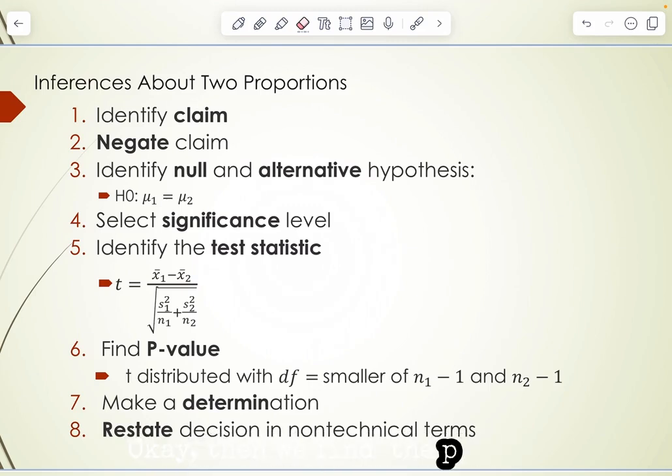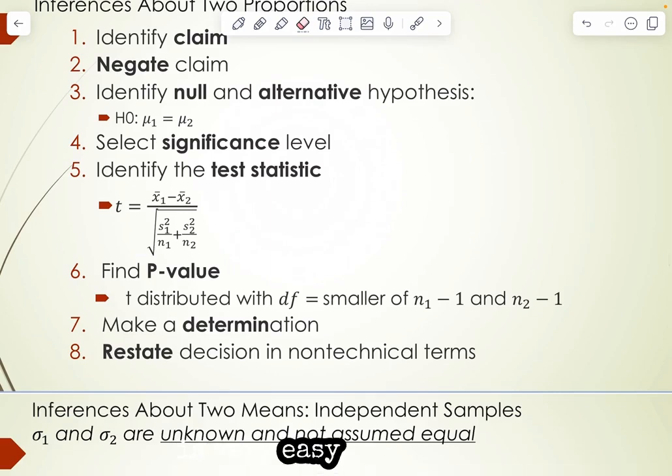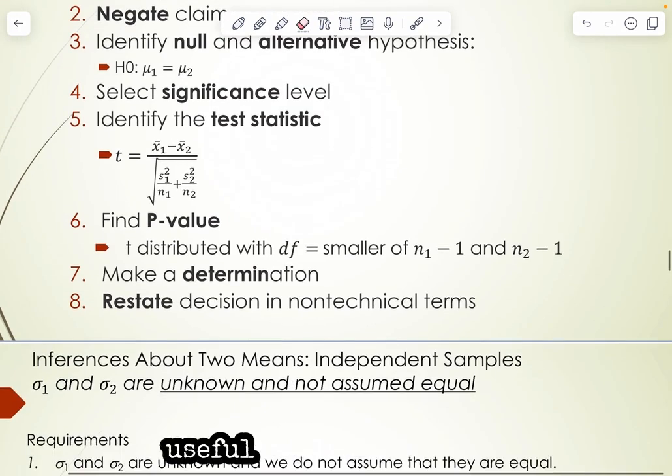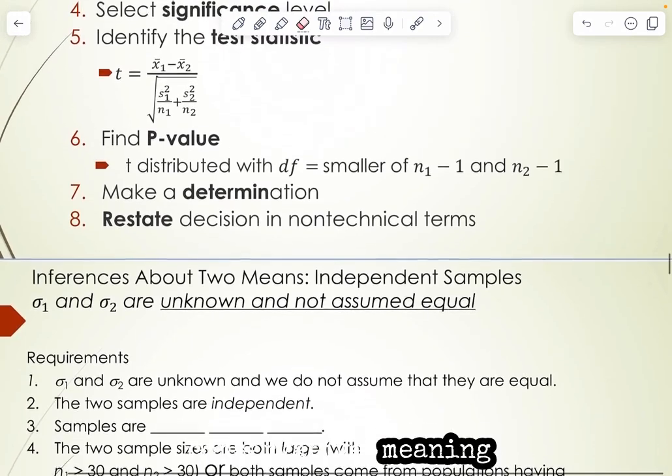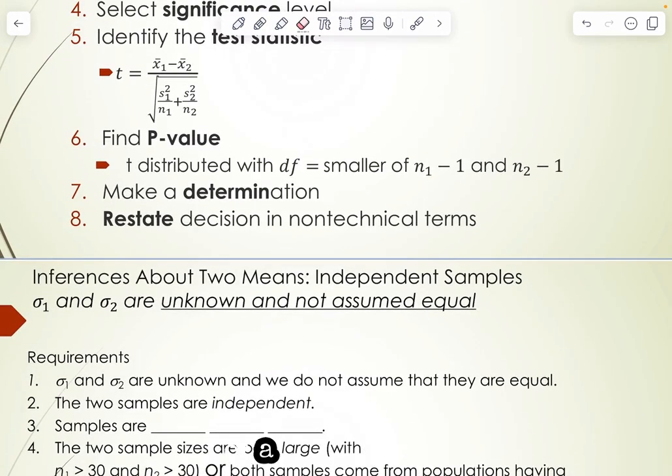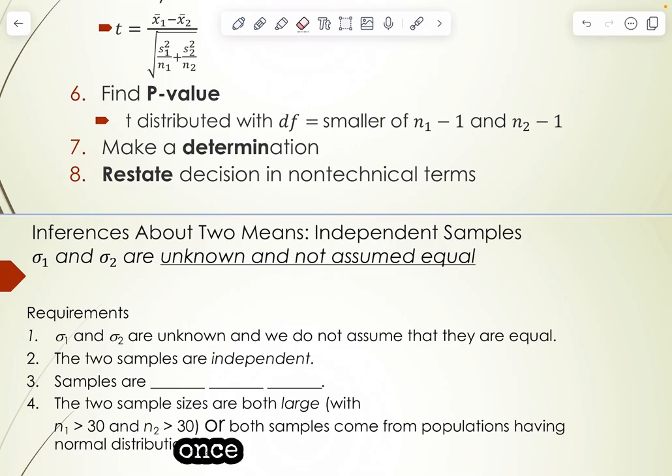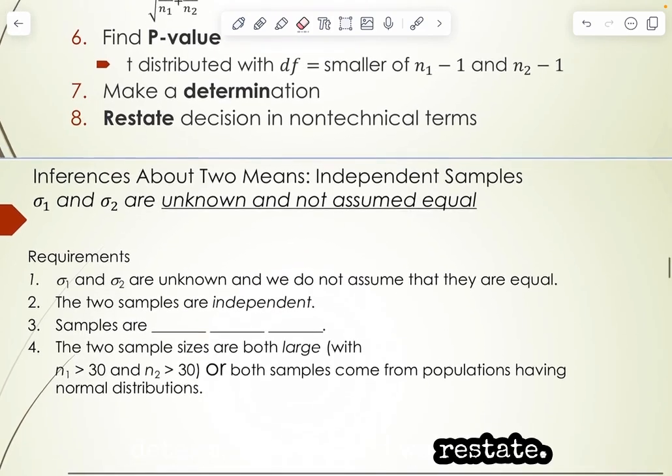Okay, then we find the p-value. The p-value is a probability, so you use the distribution. In this case, a t-distribution with the degrees of freedom. There is a more sophisticated equation for degrees of freedom, but it is very complex. This little heuristic, take the smaller of n1 minus 1 and n2 minus 1, is very easy to compute, and it's fairly close and useful and conservative. Conservative, meaning it errs on the side of a type 1 error. It's more likely to do a type 1 error than a type 2 error. Once we've computed our p-value, we make our determination and we restate.